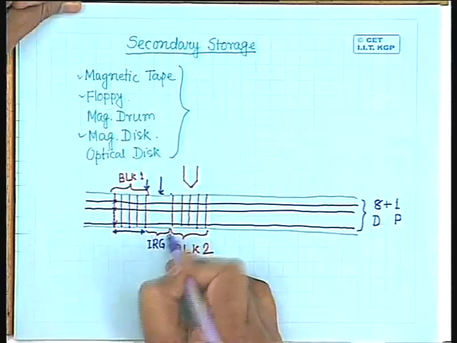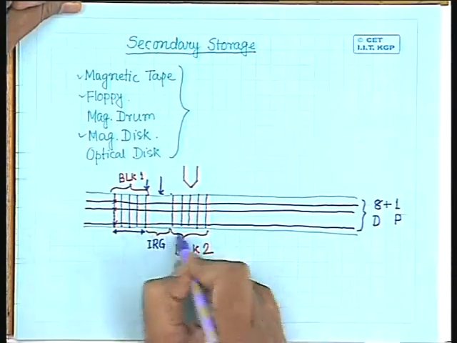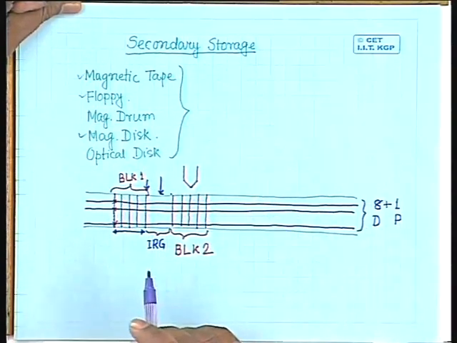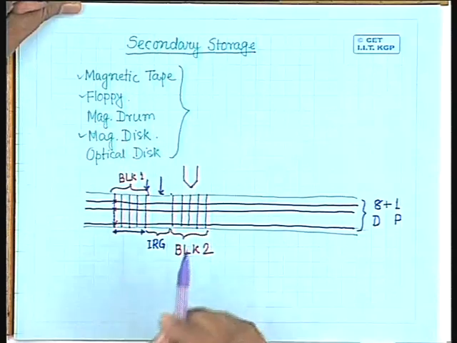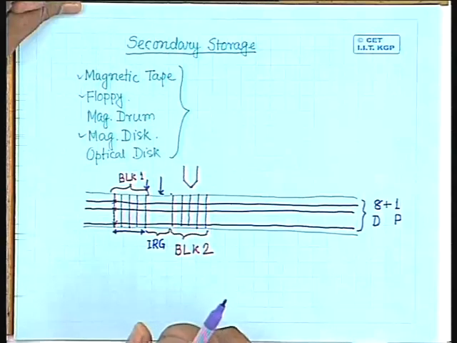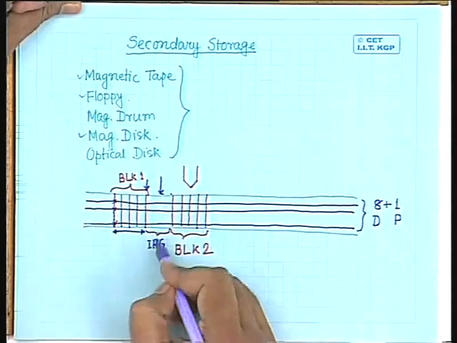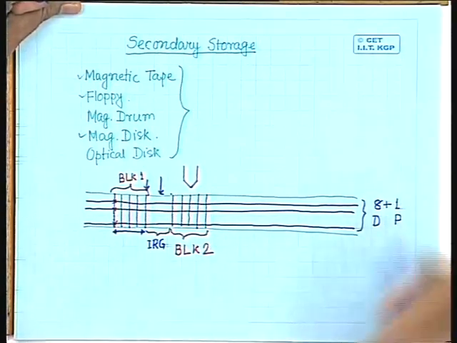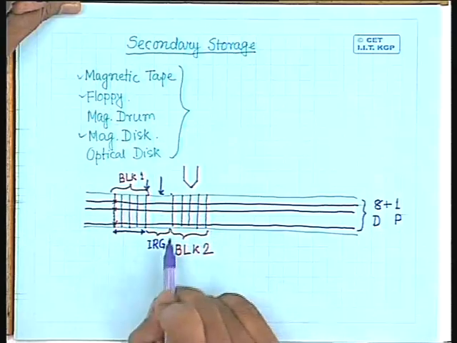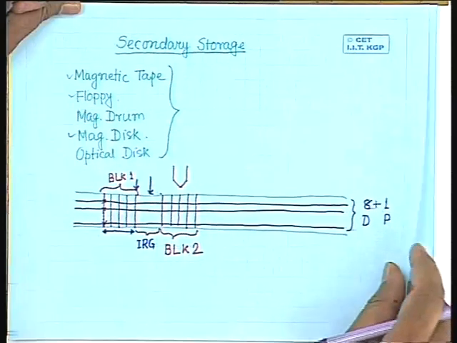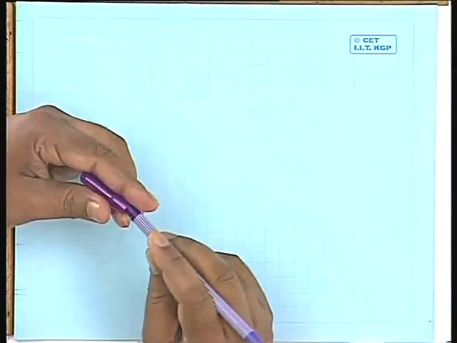Right. And this is the purpose of maintaining this inter-record gap, and obviously the length of the inter-record gap depends upon the acceleration and the deceleration provided by the magnetic tape drive. Okay. So if the acceleration or the deceleration is more, the length of the inter-record gap will be less, whereas if the acceleration or deceleration is less, the length of the inter-record gap has to be more, depending upon the specific velocity at which the tape has to move under the read-write head. Okay.